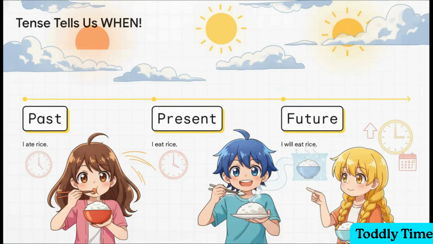And to tell us when something happens, we use something called tense. It's like a time machine for our words. If it happened yesterday, that's the past, like I ate. If it's happening right now, today, that's the present, like I eat. And if it's going to happen tomorrow, that's the future, I will eat.